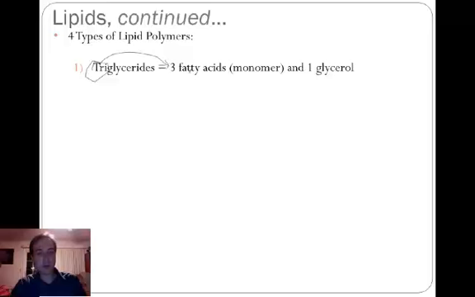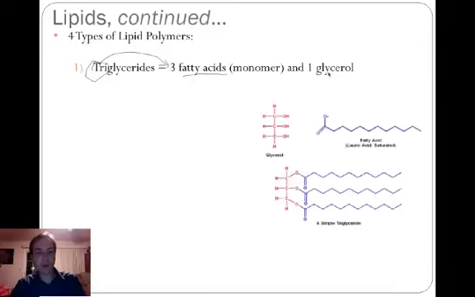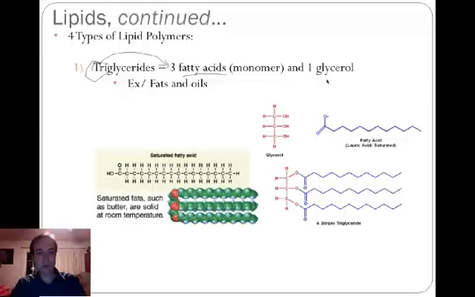So that means that we have 3 of the monomers, the fatty acids, that are joined to a molecule that we call glycerol. Let me show you an example. First of all, triglycerides are known as fats and oils. That's the generic term. Fats would be solid at room temp, whereas oils are liquid at room temp. That's the big difference here. Otherwise, molecularly, they look very similar.